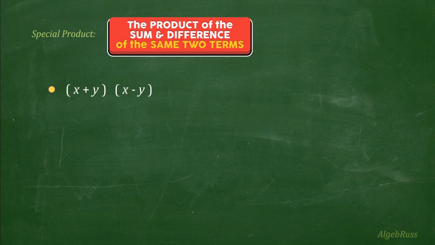Get it? Okay. We know, of course, this is a binomial times a binomial which can be multiplied using the FOIL method. Let's try and do that. First terms, x times x is x squared. Outer terms, x times negative y is negative or minus xy.